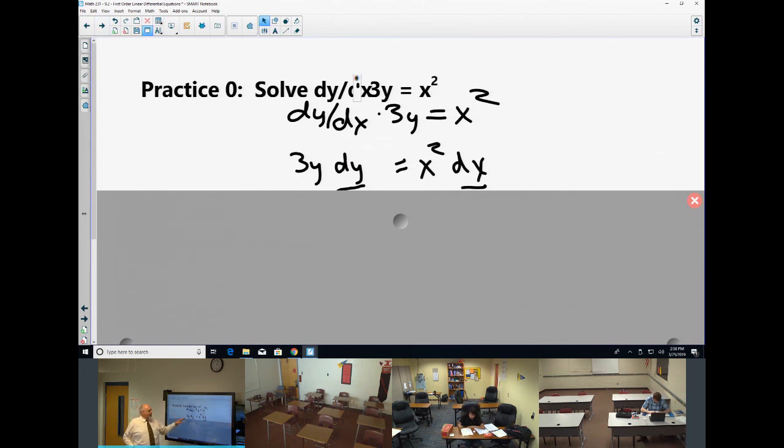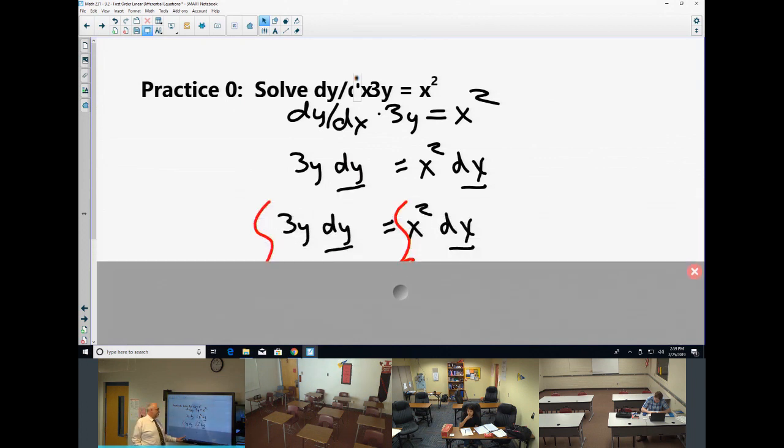3y dy equals x squared dx. Notice we have all the y's on one side and all the x's on the other. Any questions on the separation part? Then step 2, we rewrite, separate. Now what we're going to do is integrate both sides. See if you can do that. So integrate both sides.